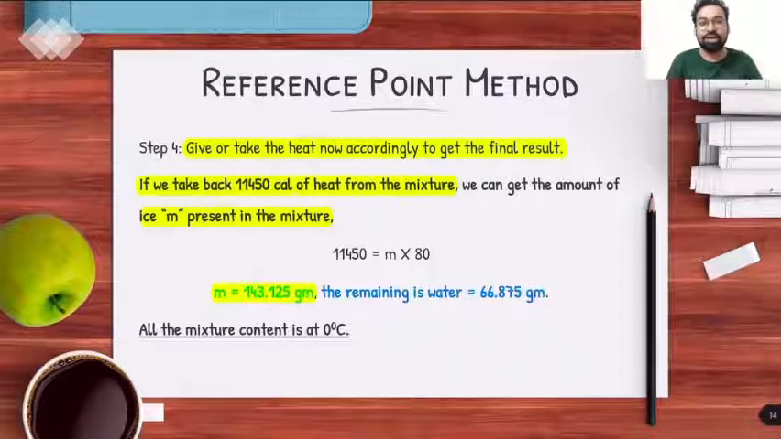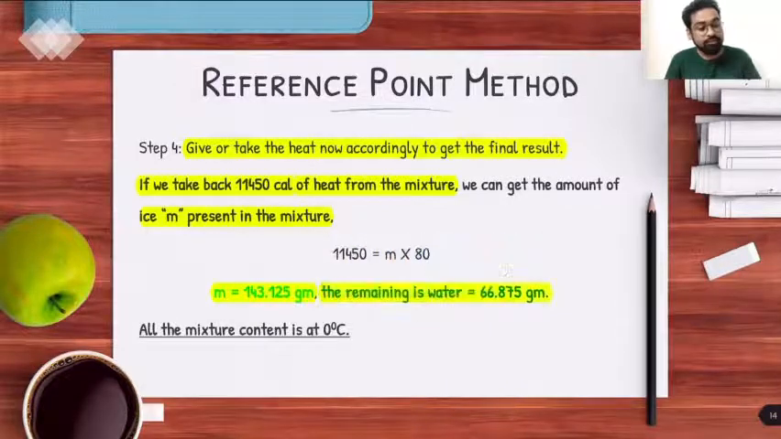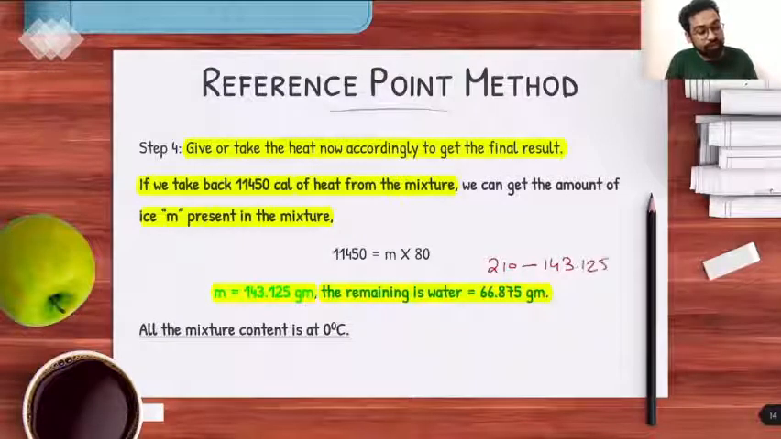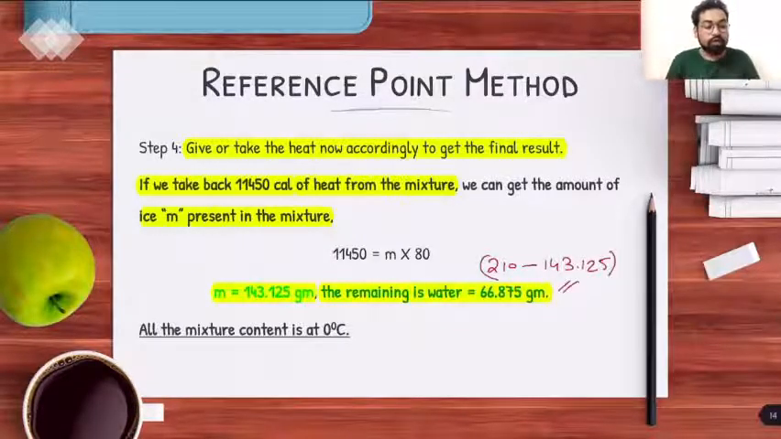There's a little bit of calculation. I hope that you can do that. And the remaining part, that is 210 minus 143.125, would give you the amount of water remaining, that is 66.875 gram, approximately 67 gram. And now you know that everything is going to be present at 0 degrees Celsius. So you have answered both the questions. What is the final temperature of the mixture? You can say that it is 0 degrees Celsius, and you can be double sure because now you can tell the contents of the mixture as well, that is how much ice is present and how much water is present.